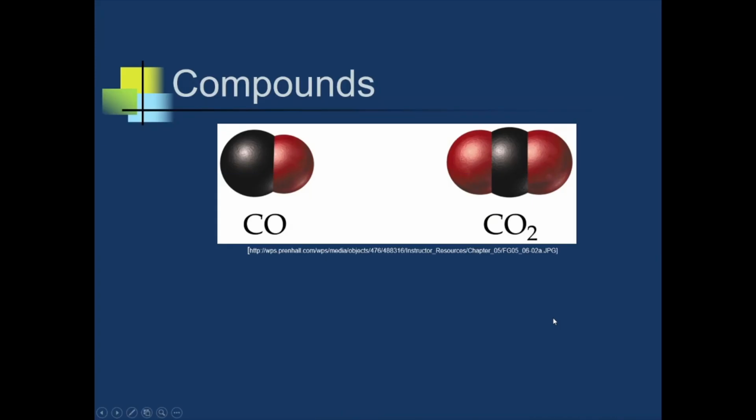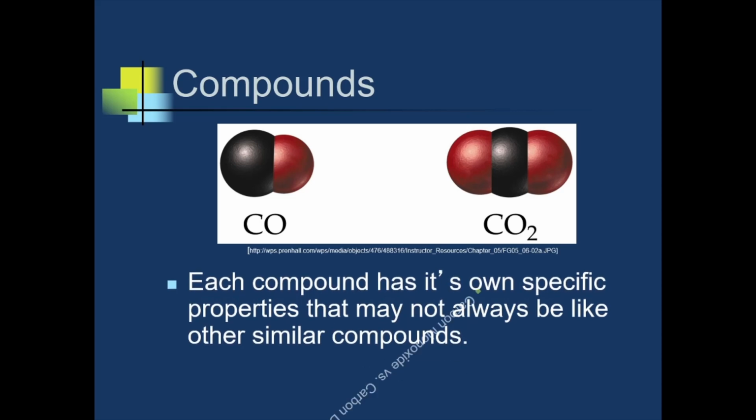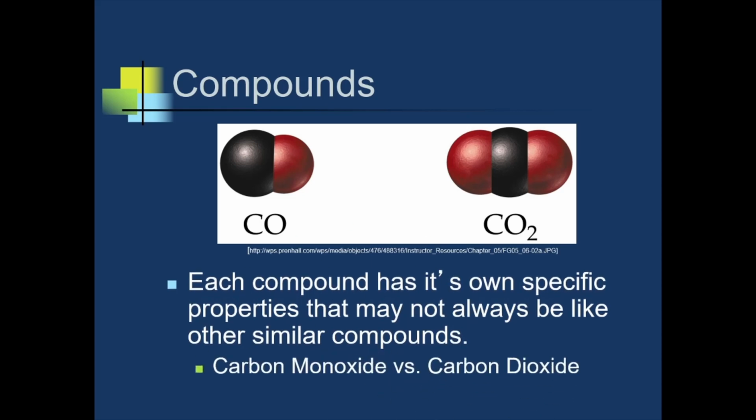All right, what's really important to understand about compounds is that each compound has its own specific properties that may not always be like other similar compounds. For instance, carbon monoxide over here and carbon dioxide over here, they look very similar in the sense that they both have a carbon and they both contain oxygen. This one only contains one oxygen, whereas this one contains two oxygens. All right, they're both gases that we typically don't want to breathe in.